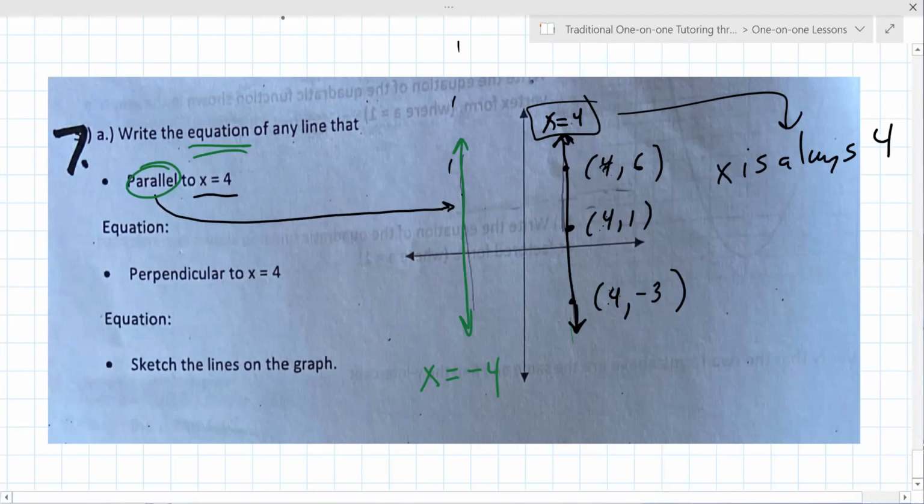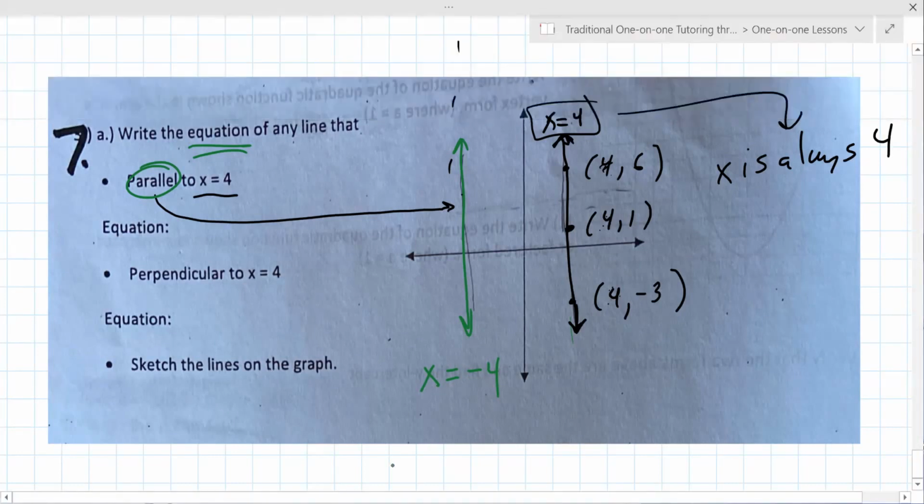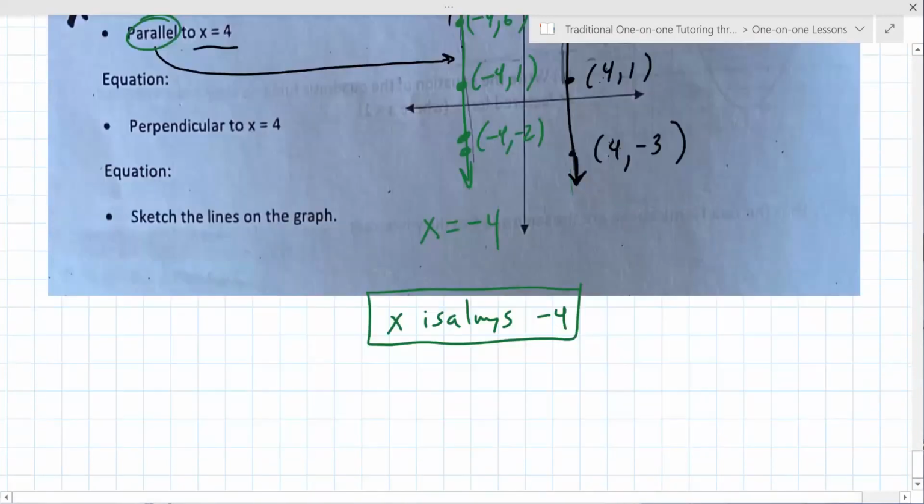So over here on this line on the left, this means x is always -4. So this ordered pair here is like -4, 1. This one up here is like 4,6. And let me make one different. Let's say this is -4, -2. But what is always true? What is x always? -4. Yes. So when you write the equation of a vertical line, let me just summarize here.